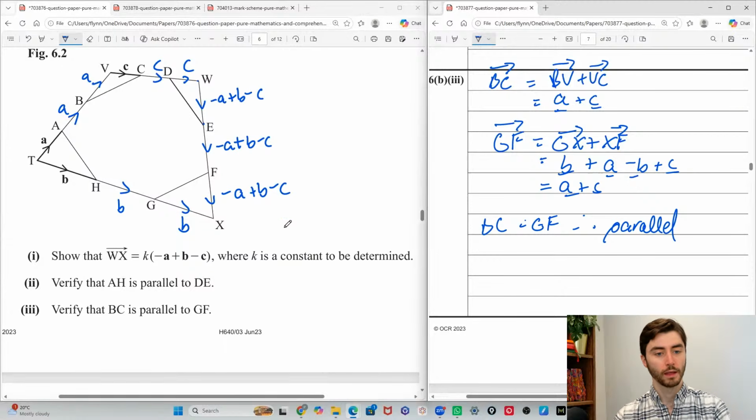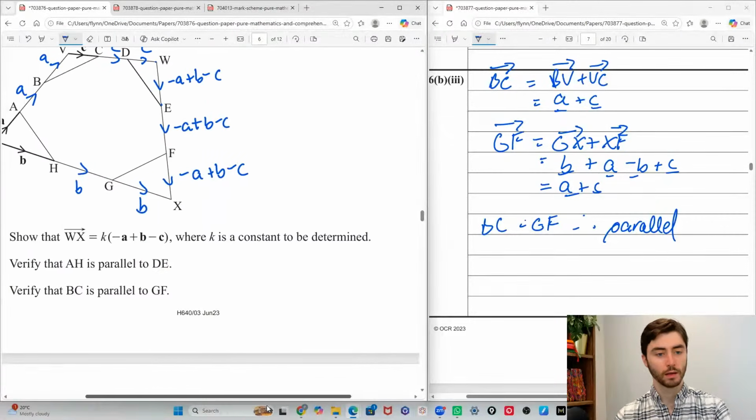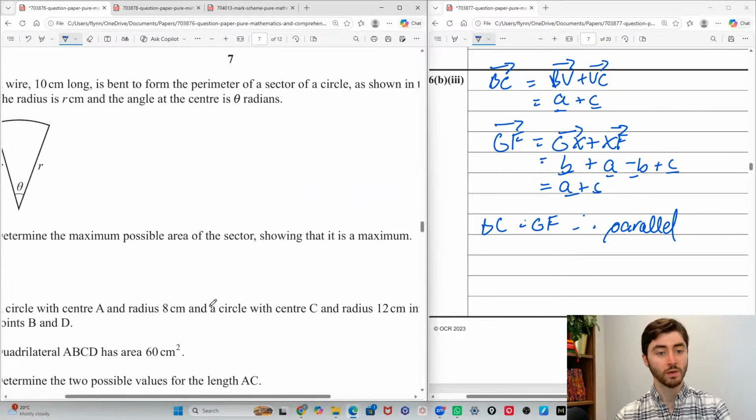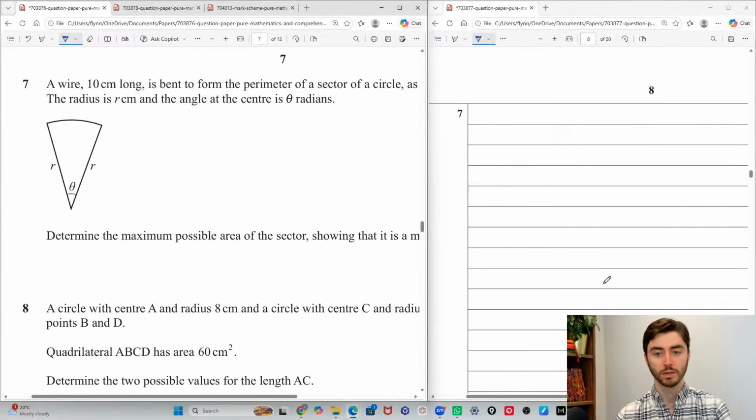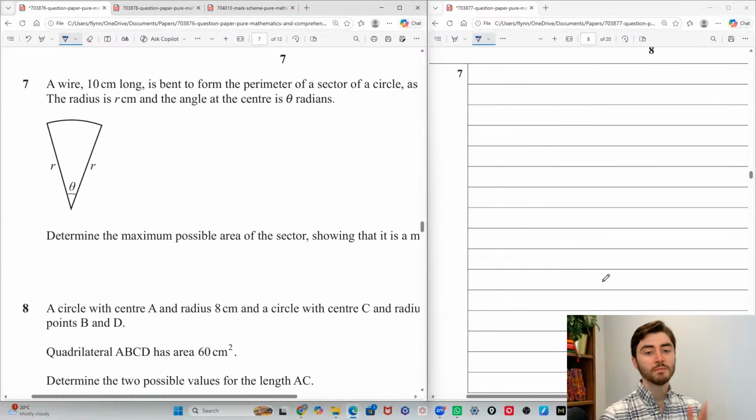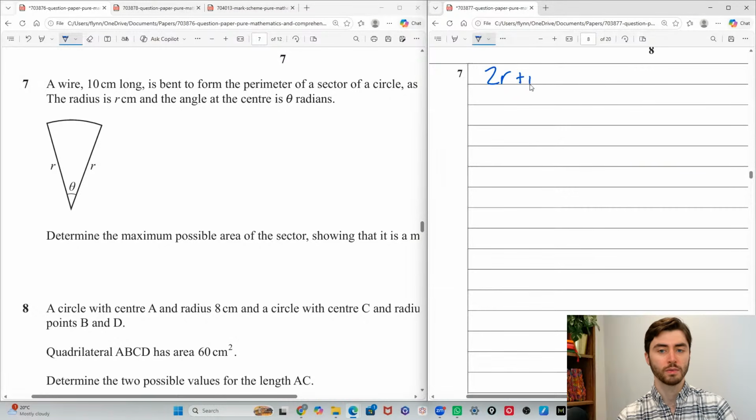Okay, I imagine we're not done yet. Oh, we are done with that. Okay, cool. So here, this is immediately looking like radian measure. A wire 10 is bent to form the perimeter. Okay. So what we know, therefore, is that 2r plus r theta, because this length here is r theta, is the perimeter, and that equals 10.